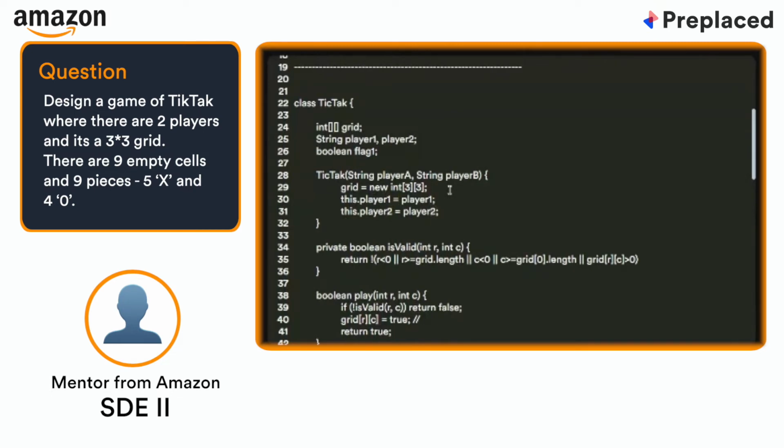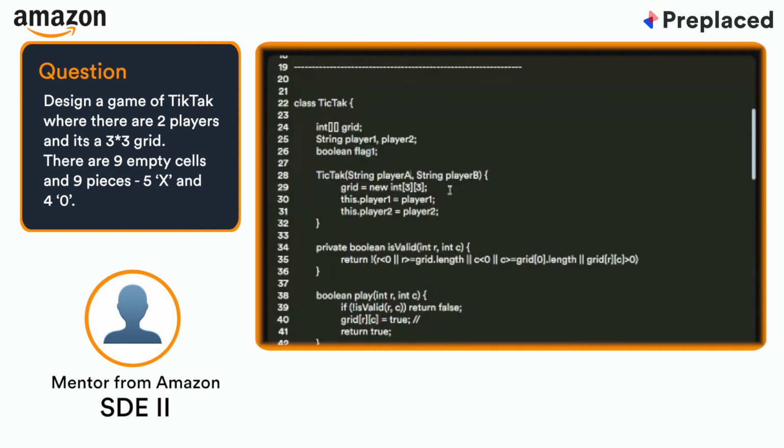Okay, so I have made some changes. I'll be calling string as player one and player two because it will help me while mapping the grid integers, and then boolean flag one. If boolean flag one is true, that means the next entry is for player one, and if flag one is false, that means the current entry is for player two. Okay.